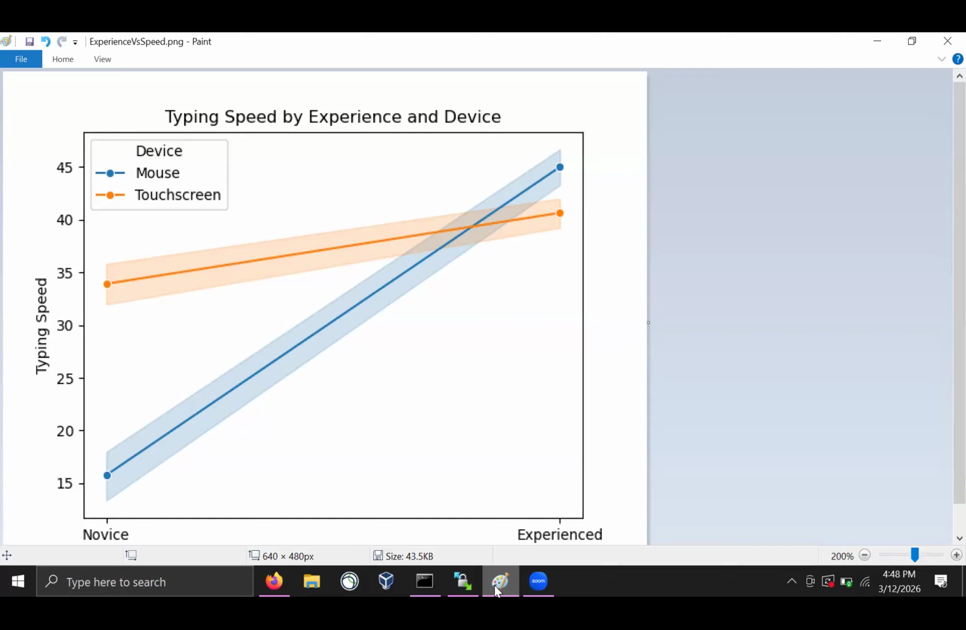The people that improve the most. If you read it this way, device moderates the effect of experience on typing speed. The effect of experience on typing speed is positive. More experience means more typing speed in both conditions, but the slope varies by device. So it's a greater increase for the mouse than it is for the touchscreen in this case. Okay, so now do we have a regression confirming this?